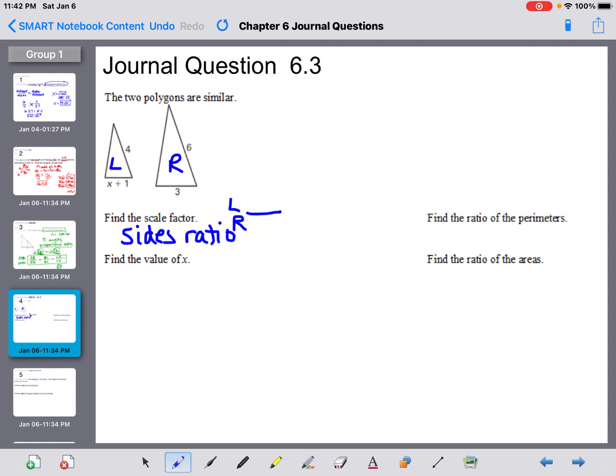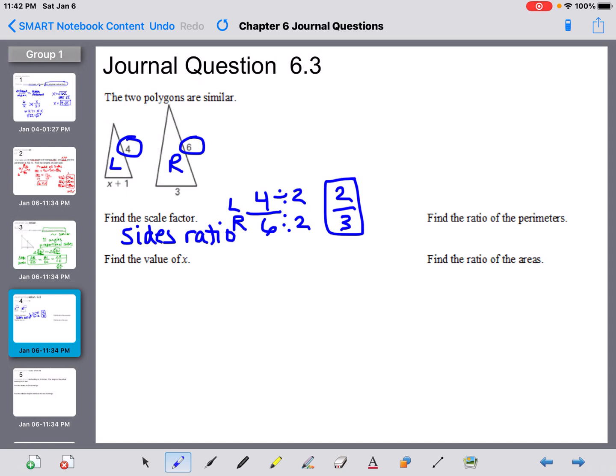So what I need to do is find a side on the left side that has a number, and also a side on the right side that has a number in the same position so that they correspond together. So I notice here that I have a 4 and a 6 that correspond on that slanted side towards the right. So on the left it's 4 and on the right it's 6. This is my initial ratio, but as any ratio we write, we have to make sure it's reduced to lowest terms. So I'm going to divide both top and bottom by 2, and I get 2 to 3. That's in lowest terms, so that is my scale factor, also known as my side ratio.